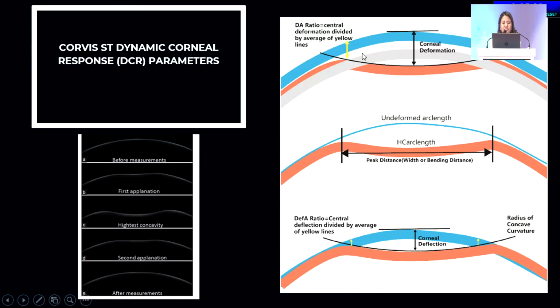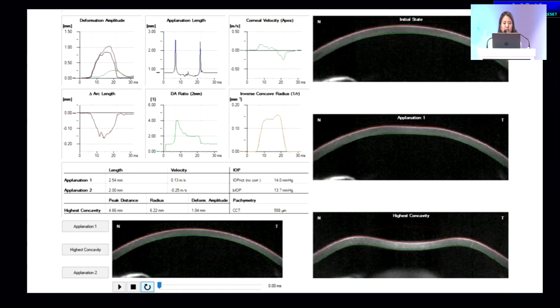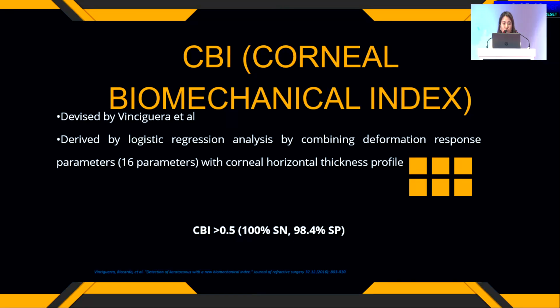So there are various ratios like deformation amplitude and the HC arc length. All these parameters are then measured, and then we get a value. There we get various indices on the Corvis, which can then be correlated further. This is how the map looks, and then we give the ratio, the arc length, the deformation amplitude, and everything.